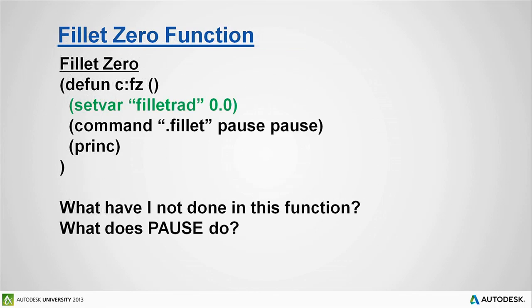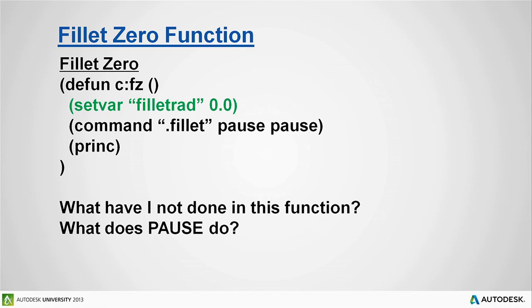This is a pretty cool little example. Even some of you guys who've done some coding before may pick up something in this one. What we wanted to do was to make an easy routine where you could basically fillet off sharp corners. But every time people would go into the FILLET, they'd forget that their radius was set, and they'd expect sharp corners, and they'd get a rounded corner. So we made a little shortcut called FZ.